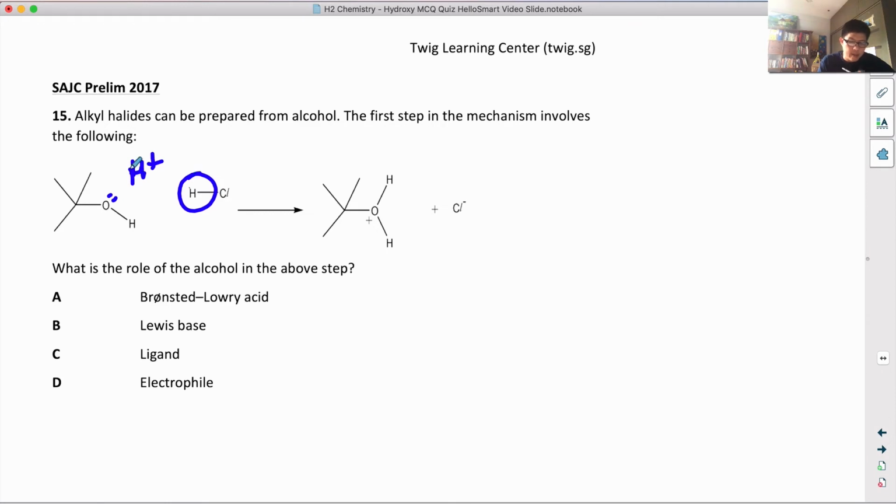So because of that, it's actually donating the lone pair, right? Can you see that? So it's actually donating a lone pair. It can be considered a Lewis base. A Lewis base is an electron pair donor. So it can be considered a Lewis base in this question. So that's why it's going to be B. All right. Okay, let's look at question 16.